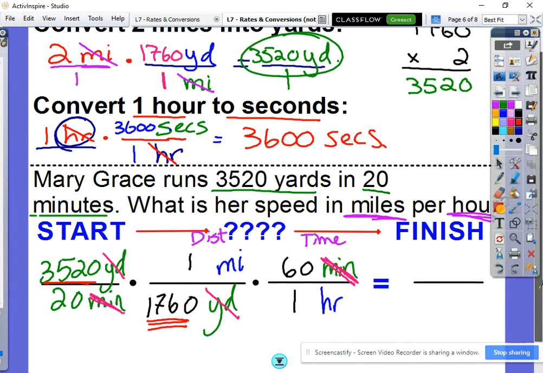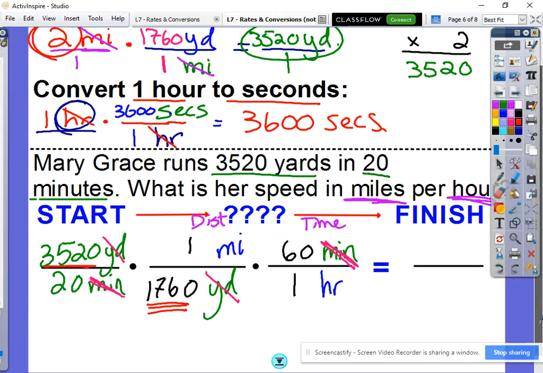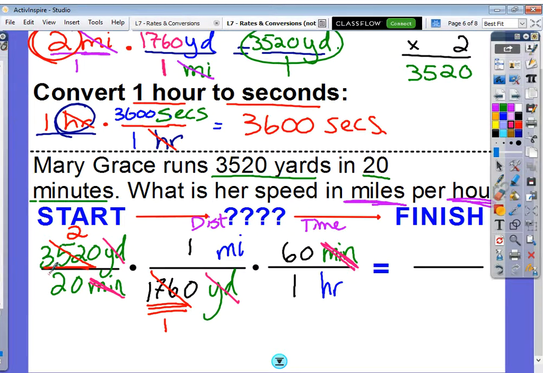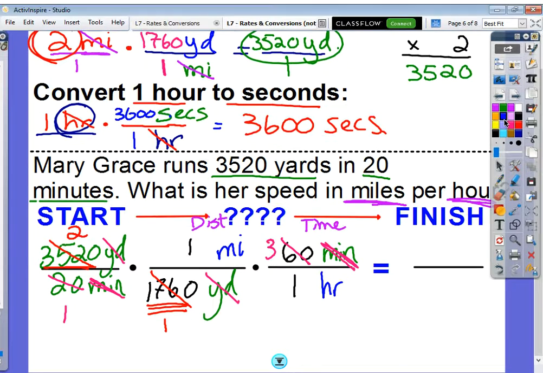That was 2 times. You can see that it went in 2 different times when we multiplied. So this cancels out, it goes to a 1. This cancels out and turns into a 2 because 1,760 goes into 3,520 2 times. Last but not least, 20 also goes into 60. So the 20 goes into 60 how many times? Hopefully you said 3 times. Okay? So last but not least, we can actually do our multiplication.